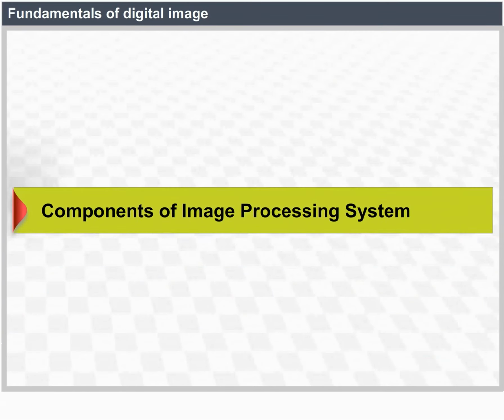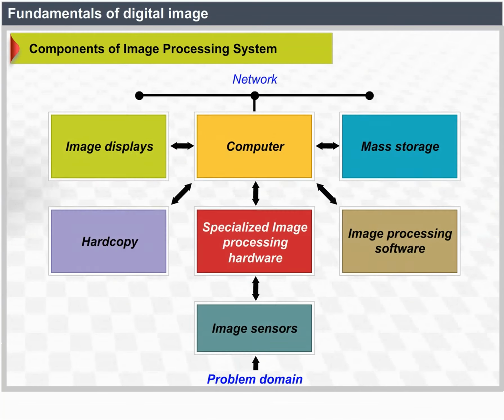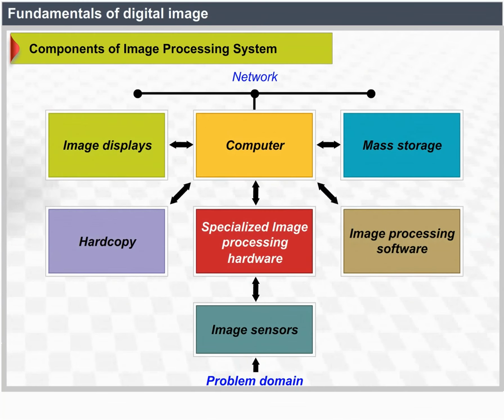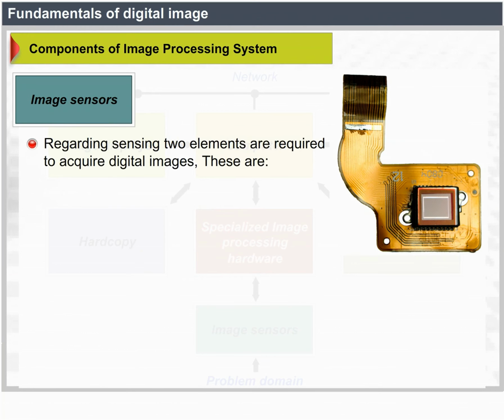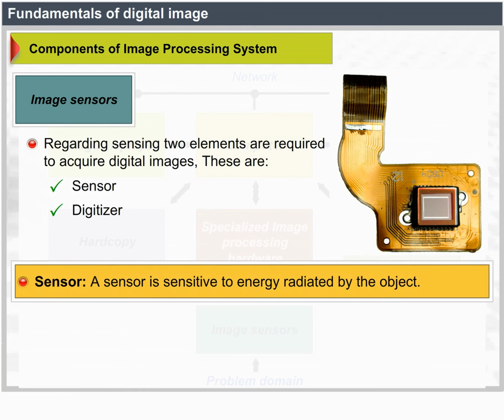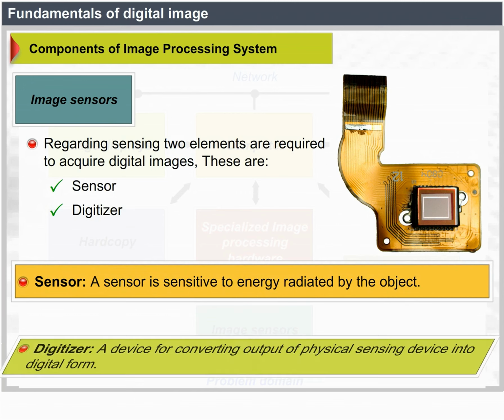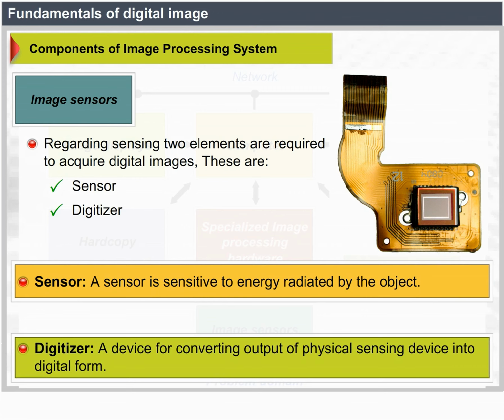Components of image processing system. Please view the diagram. Image sensor. With reference to sensing, two elements are required to acquire digital images. These are sensor and digitizer. Sensor: a sensor that is sensitive to energy radiated by the object. Digitizer: a device for converting the output of a physical sensing device to digital form.